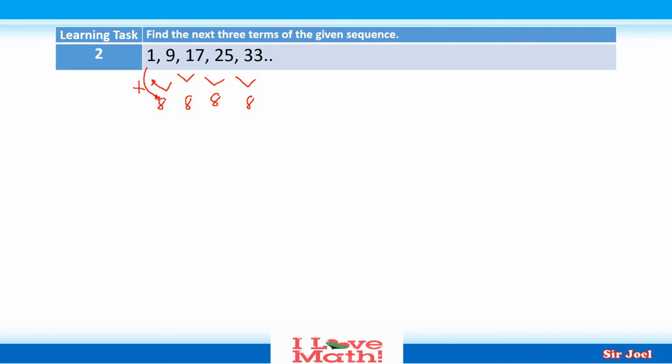Okay. Now, ibig sabihin, 33 plus 8. What is 33 plus 8? The answer is 41. Tama? Okay. And then 41 plus 8, the answer is 49. And then 49 plus 8, the answer is 57. And then, so on. Ano? So, ellipsis. Okay?